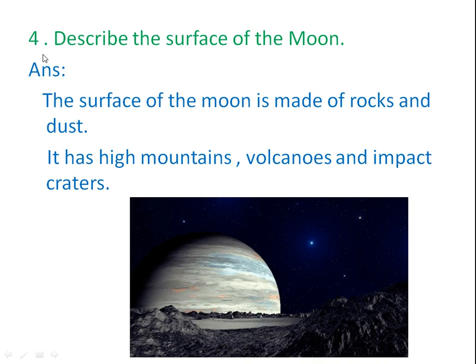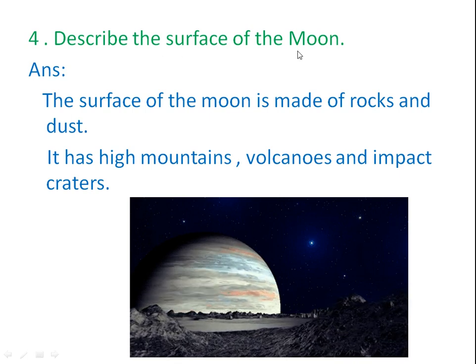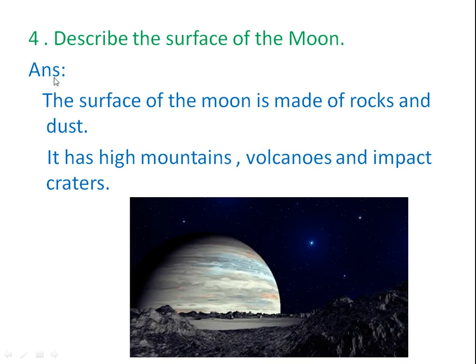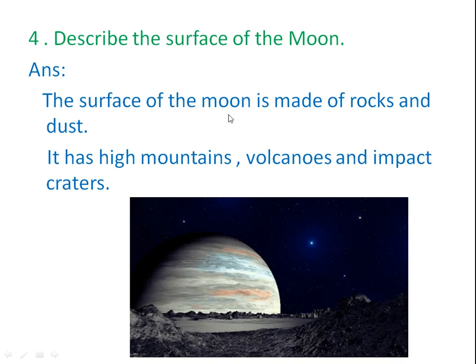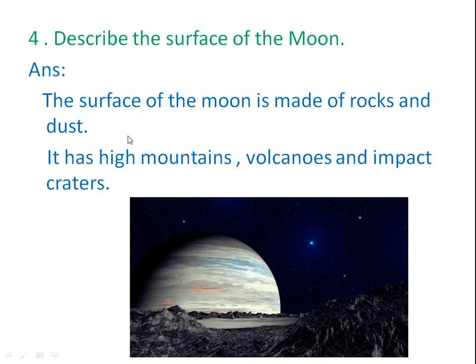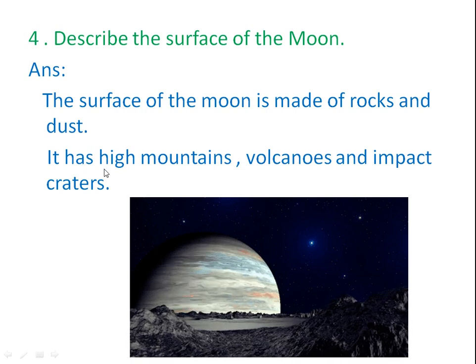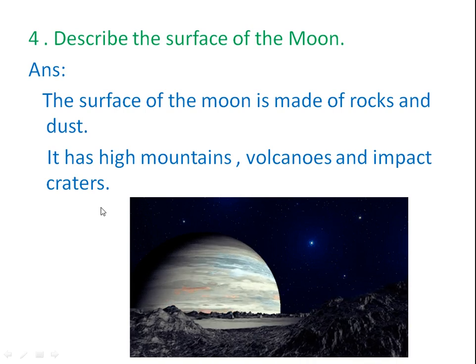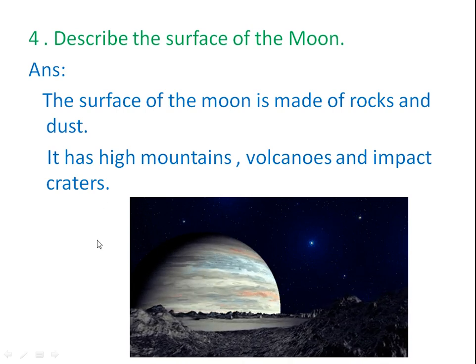Fourth question. Describe the surface of the moon. See, this picture is an example of the surface of the moon. See the answer here. The surface of the moon is made of rocks and dust. It has high mountains, volcanoes, and impact craters. This is the surface of the moon.